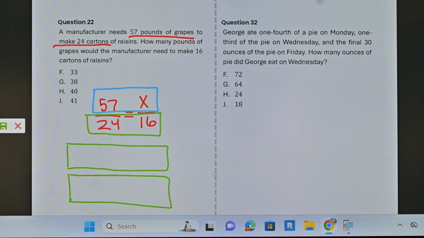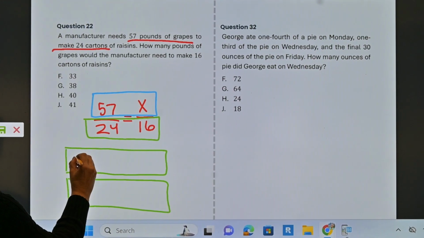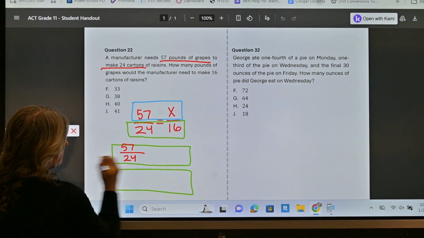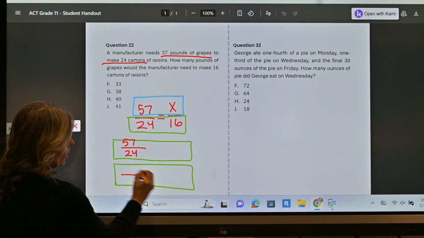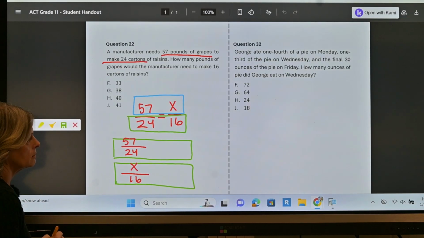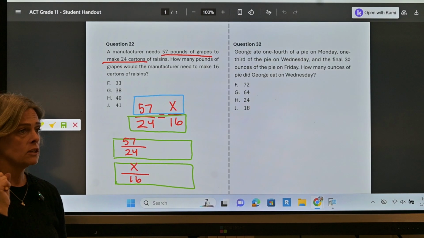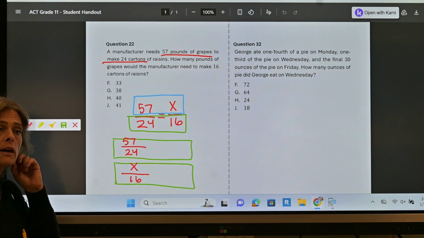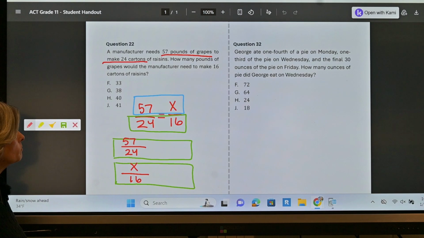Okay, so in this top box, you actually do need a fraction. So you'll do your 57 and your 24. In the bottom box, you also need a fraction, so it would be your x and your 16. Remember, in the numeric solver, you have to hit graph, graph slow, or alpha enter to get your answer, okay? What'd you guys get? 38.